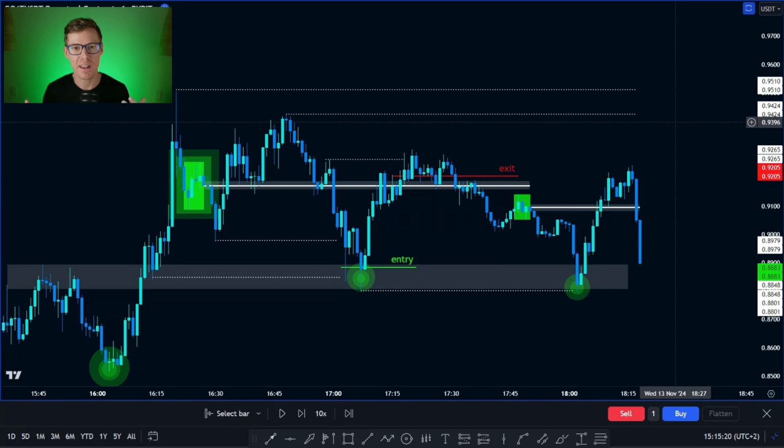This is the criteria that we teach within our Discord group and one of the methods we use with confidence to trade with Indicator X.